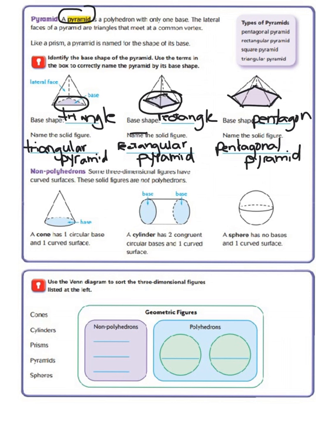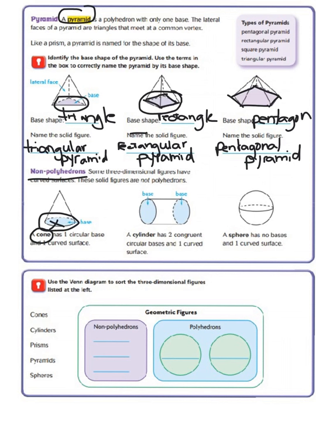Now we're going to learn about some non-polyhedrons. Non-polyhedrons are some three-dimensional figures that have curved surfaces. These solid figures are not polyhedrons because they do not have polygons in their base or throughout them. And remember, it makes a polygon because it has to have a straight line. So let's look at a cone. A cone has one circular base and one curved surface. This is another vocabulary term you need to have recorded in your math journal.